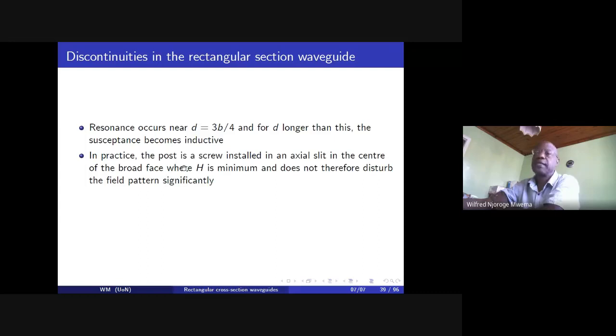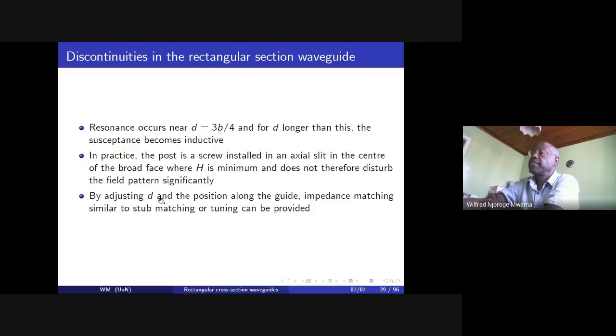So in practice, the post is usually in the form of a screw, which is installed in an axial slit in the center of the broad face, where the H, or the magnetic field intensity, is a minimum and does not therefore disturb the field pattern significantly. So by adjusting D and the position along the guide, the impedance matching, similar to the stub matching that you studied in the third year treatment of ECT, or tuning, can be provided.